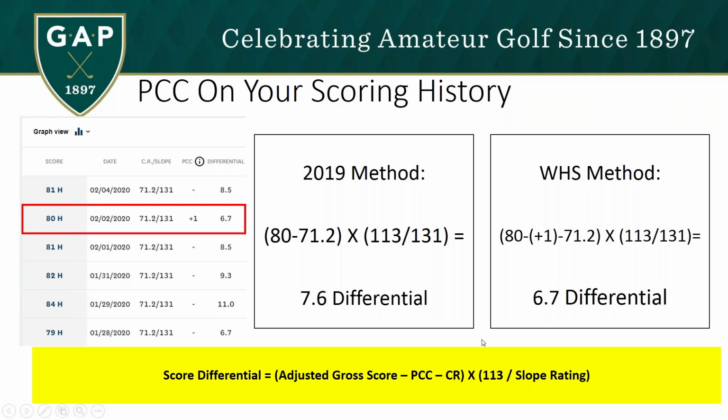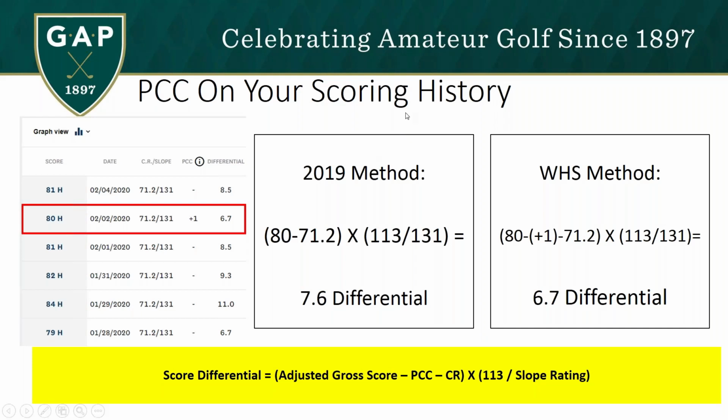PCC comes into the score differential calculation by essentially changing the adjusted gross score. You take the adjusted gross score and then you subtract PCC. So if the course is playing more difficult, PCC will be a positive number, so it would be like the adjusted gross score goes down. And if it's a -1, you would essentially add a stroke to the adjusted gross score.